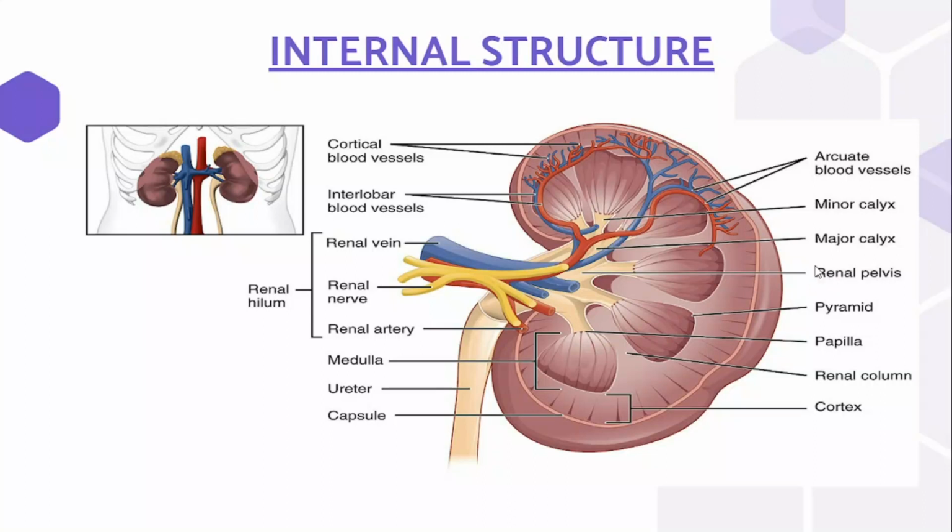Then the renal pelvis further divides into the major calyx, then the minor calyx. Then there is the pyramid-like structure, and this is the thread-like structure called the papilla. It is a bundle of collecting ducts, right? And these are the columns, which are the connective tissues in your kidney. And this is the ureter. You can easily see this is the internal structure of your kidneys, right?